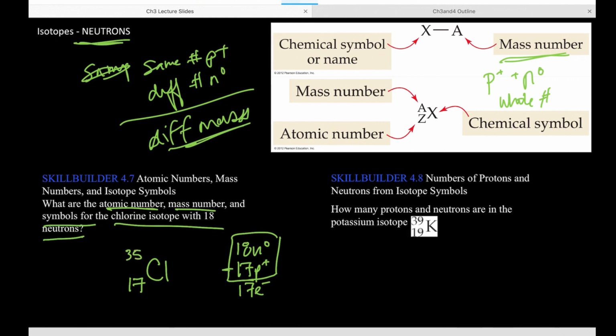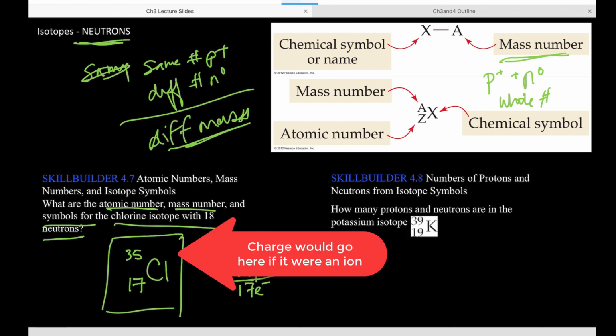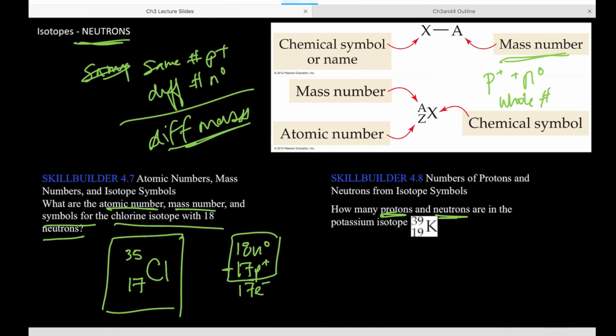35, and then that's it, and we will have written the symbol for chlorine. Yes? Okay. Next up, how many protons and neutrons are in this isotope of potassium?